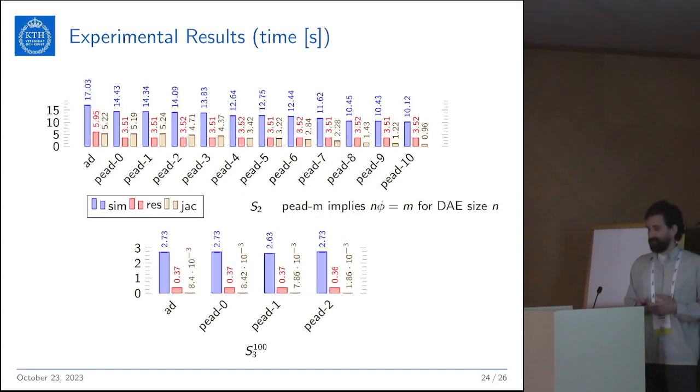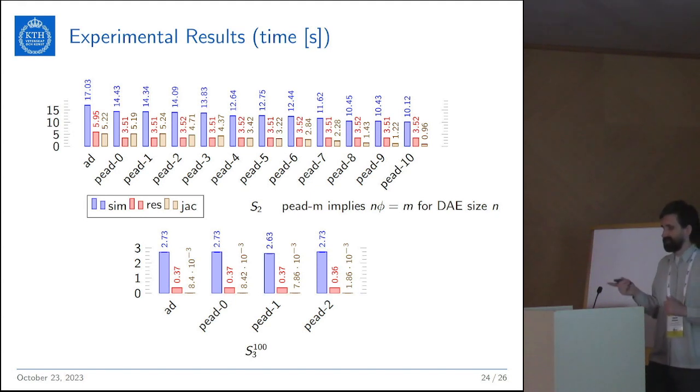To read off this, in the legend here you see 3 different simulation modes. Sim here denotes simulation using the numerical solver, so essentially solving the DAE. Res and Jac denote evaluating in isolation the residual function and the Jacobian function the same number of times as these are evaluated during the numerical simulation, to better separate what contributes to what in the execution time.